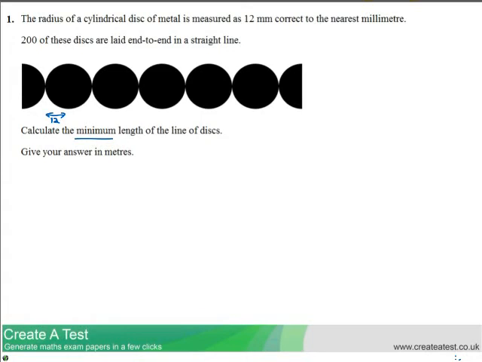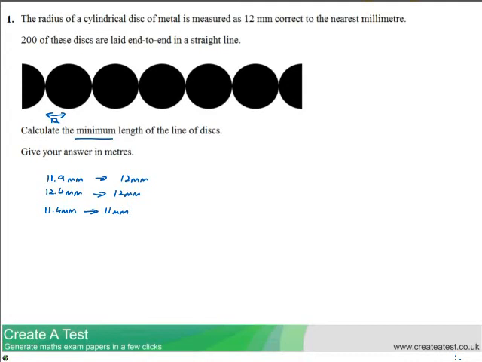Well, if you think about it, if the disc had been 11.9 millimetres, and I rounded to the nearest millimetre, I'd have rounded to 12 millimetres. If the discs had been 12.4 millimetres, and I rounded to the nearest millimetre, I would have got 12 millimetres. If, however, the disc had a diameter of 11.4 millimetres, I would have actually rounded downwards towards 11 millimetres.